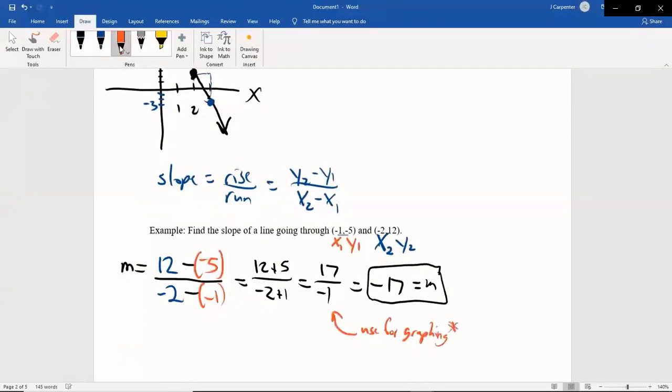And I'm gonna put a little asterisk next to that because I don't like the negative in the bottom. I would prefer it to be in the top. So really it should be negative 17 over 1.